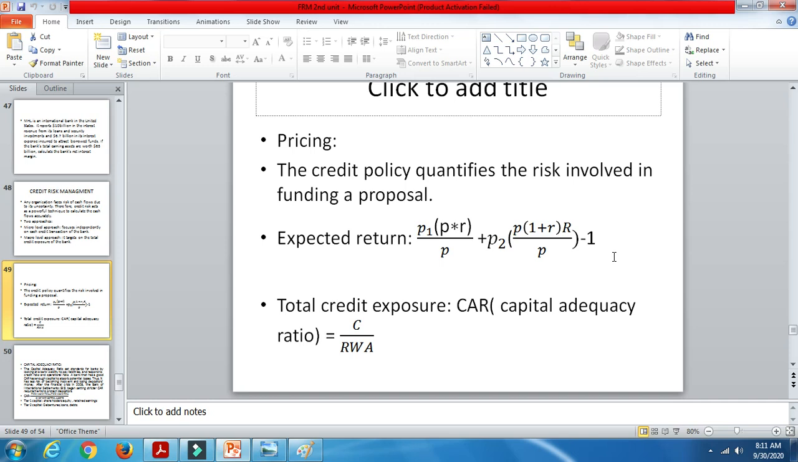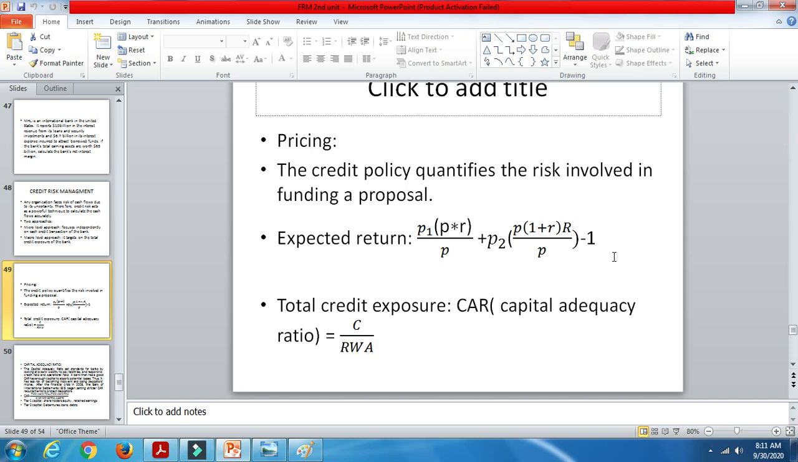It is the necessary part, because for a given level of risk, an appropriate pricing policy has to be taken care of. So expected return is equal to P1 into P into R divided by P, plus P2 into P into (1 plus R) divided by P, whole minus 1.